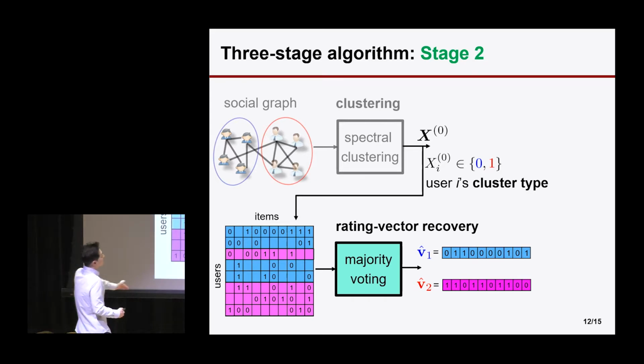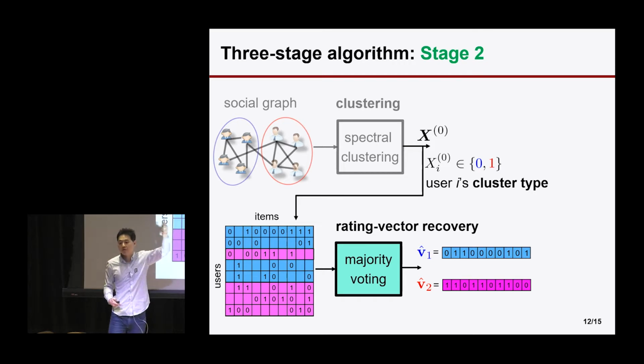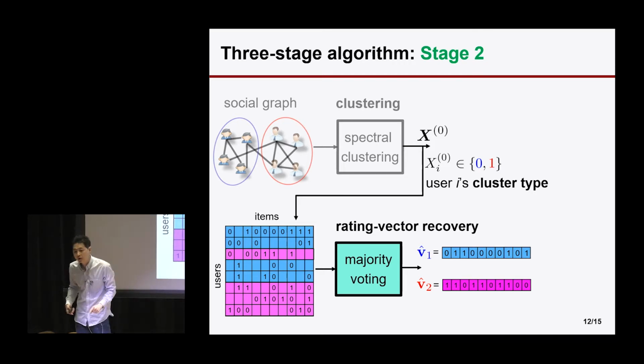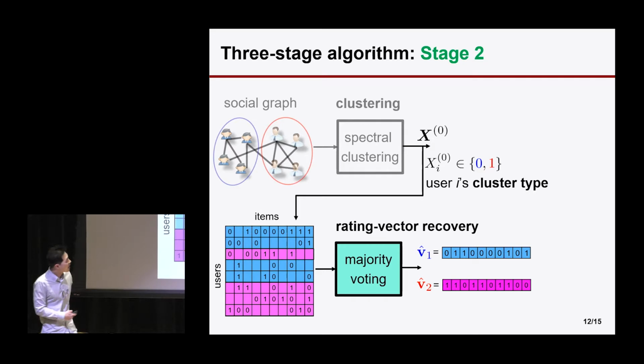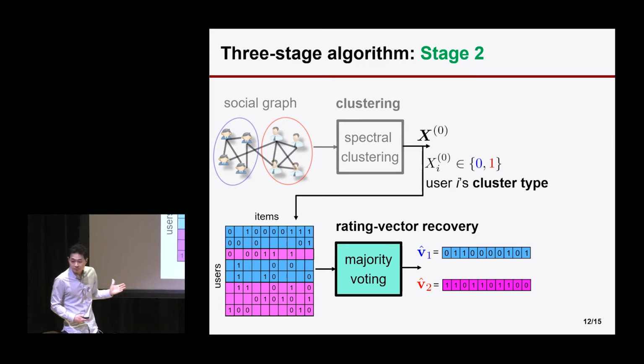Then, if the sample size is also the fundamental limit that I claimed earlier, then we can ensure the exact recovery of the two rating vectors V1 and V2. That's what we show. Okay? And now, are we done? Of course not, because I told you that there is another stage, the third stage.